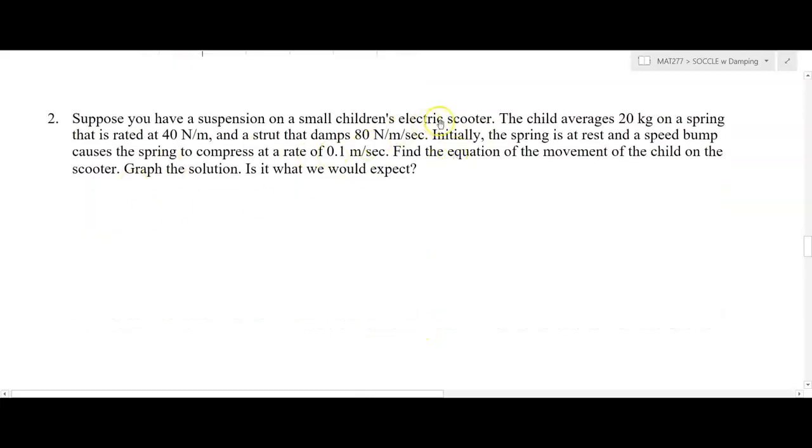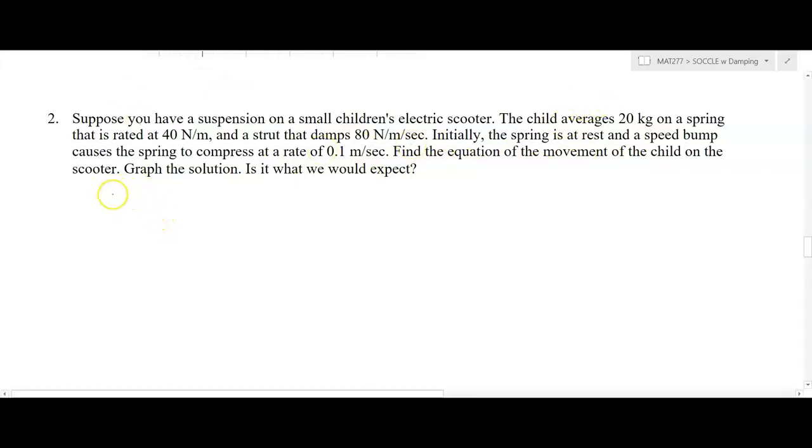All right, suppose you have a suspension on a small children's electric scooter. The child that's going to ride this scooter averages 20 kilograms, on a spring that is rated at 40 newtons per meter and a strut that damps 80 newtons per meter per second. Initially, the spring is at rest, and a speed bump causes the spring to compress at a rate of 0.1 meters per second. Find the equation of the movement of the child on the scooter. Graph the solution. Is it what we expected?